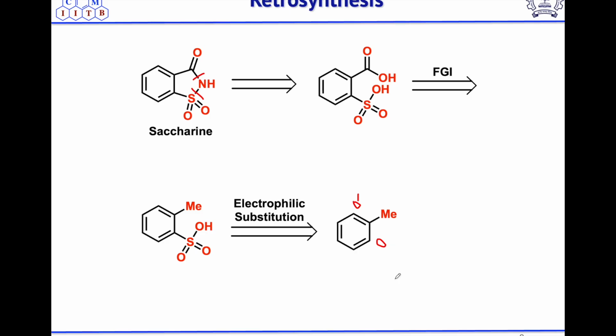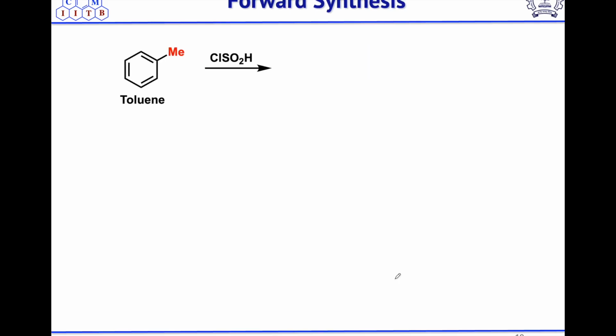Now for the forward synthesis, we should start with toluene, and we'll treat this with chlorosulfonic acid. This chlorosulfonic acid will do the electrophilic substitution reaction. Now, what is chlorosulfonic acid? If you draw it, it is like this. So this is chlorosulfonic acid. Now in the electrophilic substitution reaction, what will happen? This will add to this sulfur, and this chlorine will leave, because chlorine is a leaving group.